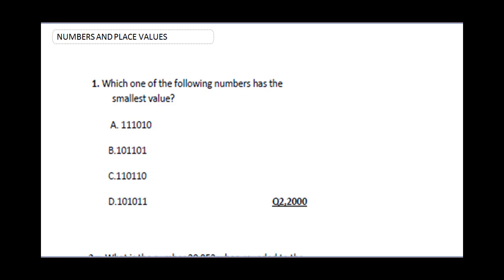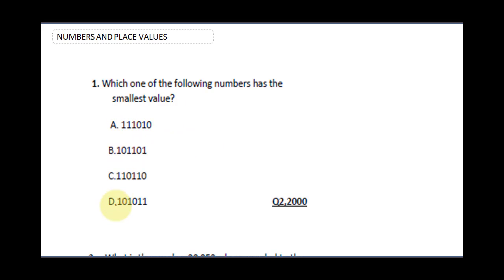Now, the first one says, which one of the following numbers has the smallest value? Now, in order to solve this question, we need to identify which of the numbers is smallest here. All we need to do is gradually start eliminating the biggest numbers. We're going to check all through. First of all, you need to establish that all the numbers are 6-digit numbers. So once you've established that they are all 6-digit numbers, that leaves you to start checking from the first value here.